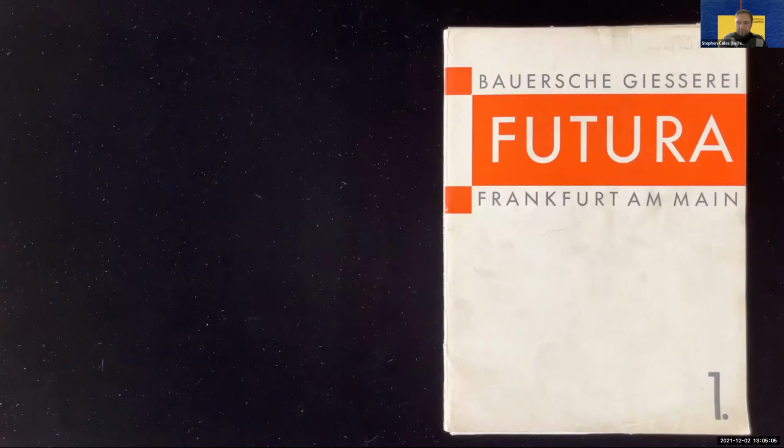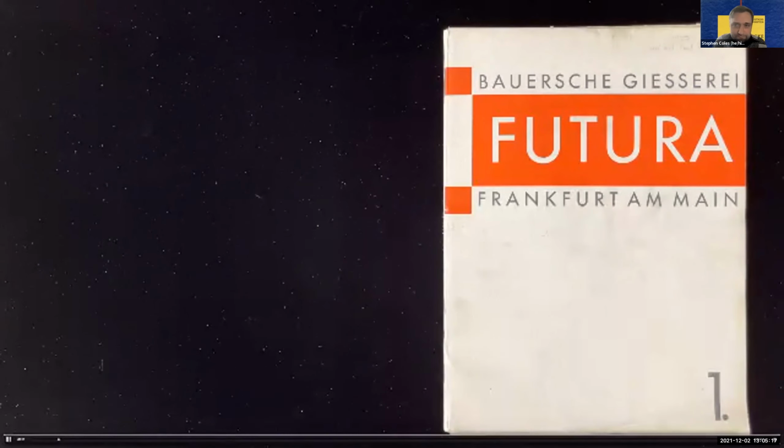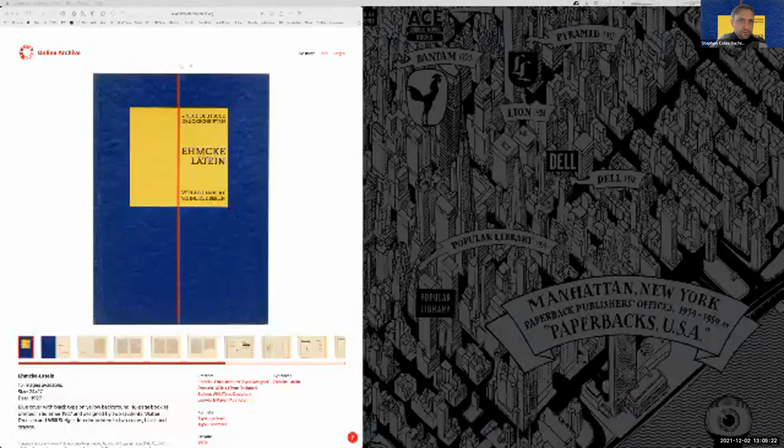We are looking at the first specimen of Futura, designed by Paul Renner, issued by the Bauer Type Foundry in 1927. This specimen includes Well, actually, a series of booklets. We're looking at the first. it's not actually moving from what I can tell.